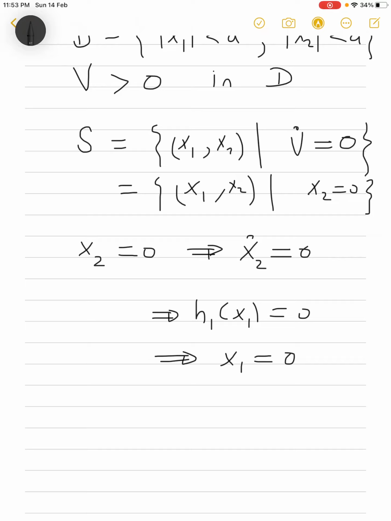So that means that the only solution that can stay identically in the set S is the trivial solution at the origin, and hence we conclude that the origin is asymptotically stable as required. So that shows an example where we can use the invariance principle to prove that the equilibrium point is asymptotically stable.